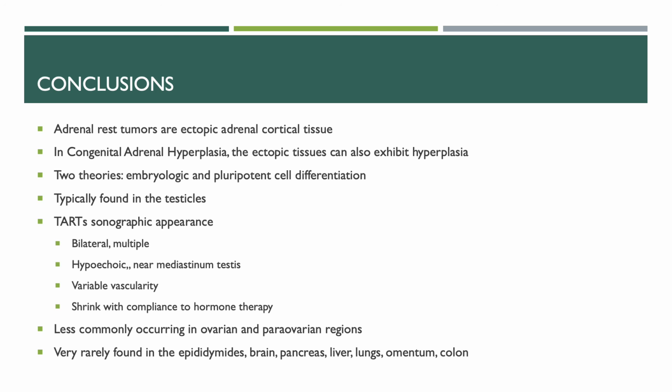Adrenal rest tumors can also occur in females in the paraovarian and ovarian regions. There are not many cases of these documented in the literature, although one study suggests that they may often be too small to detect with diagnostic imaging. There are also a few rarely documented cases of adrenal rest tumors occurring in the epididymides, the brain, pancreas, liver, lungs, omentum, and colon.